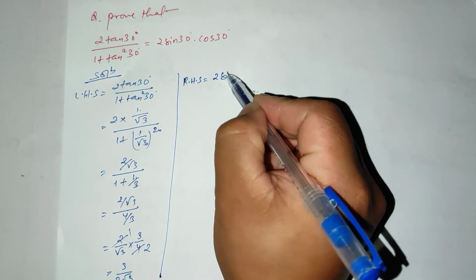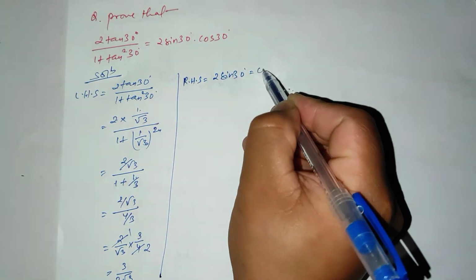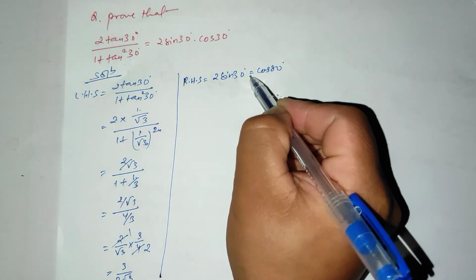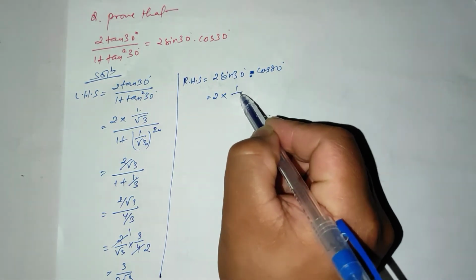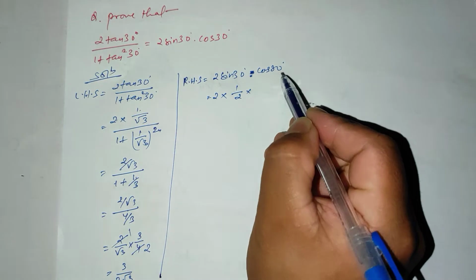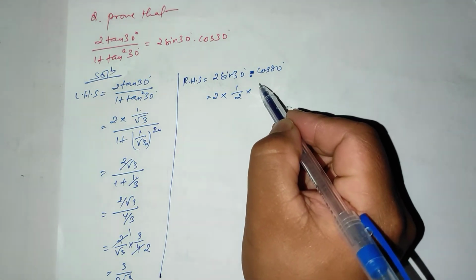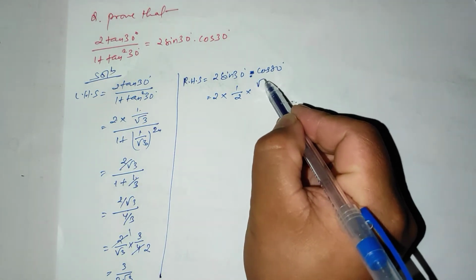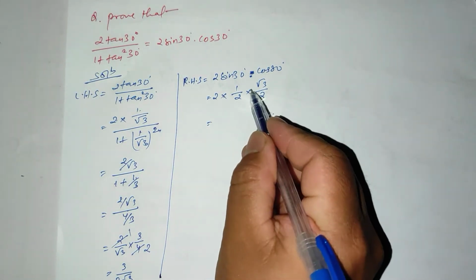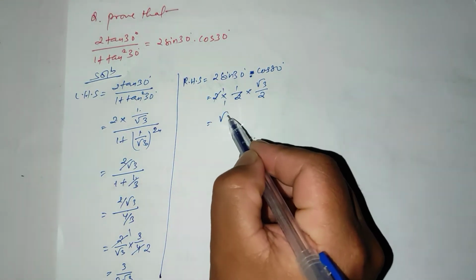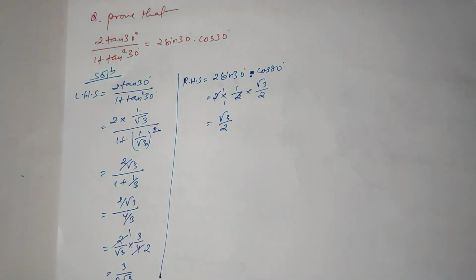2 sin 30 degree into cos 30 degree. Sin 30 means 1 by 2, into cos 30. Cos 30 means root 3 by 2. Multiplication: the 2 and 2 can be cancelled, remaining is root 3 by 2.